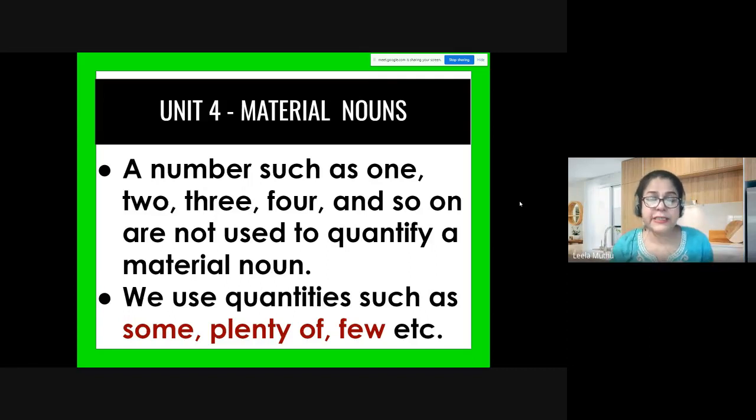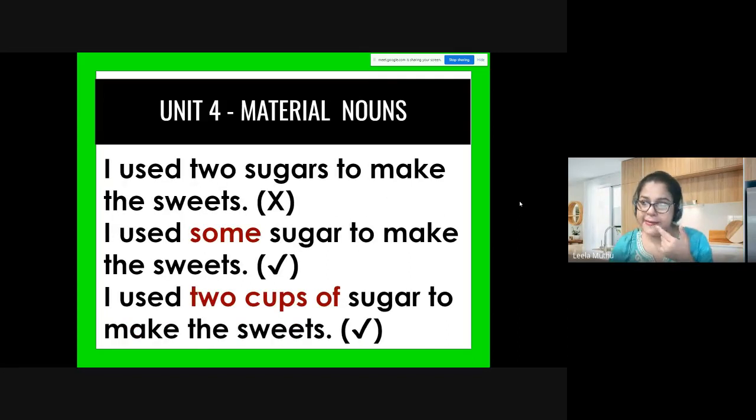So we use quantities like some, plenty of, sufficient, insufficient, few, several, things like this before a material noun, because we consider them to be uncountable. So, for example, I use 2 sugars to make my sweets. You cannot say that. You can use 2 spoons of sugar. You can use 2 cups of sugar. You can use 2 truckloads of sugar, but not 2 sugars. Then, I use some sugar to make the sweets. Makes sense. I use 2 cups of sugar. Makes total sense.